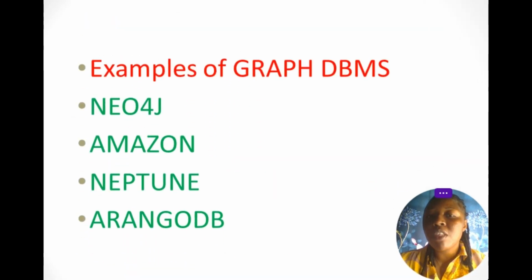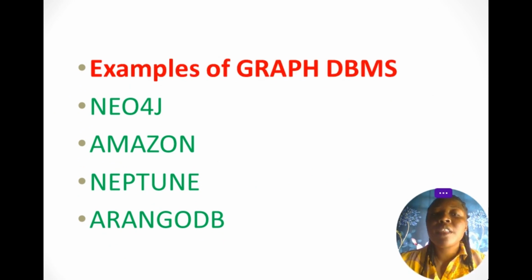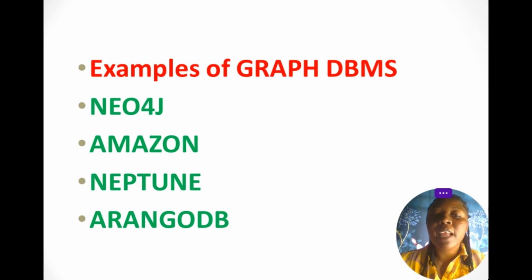Let's talk about the examples of graph database management system. It is what we call Neo4j, Amazon Neptune, and what we call ArangoDB. These are the examples of what we call the graph database management system.